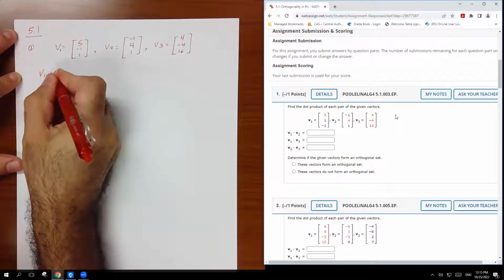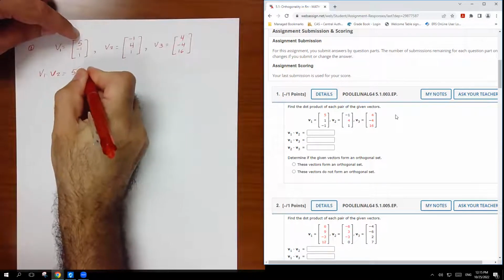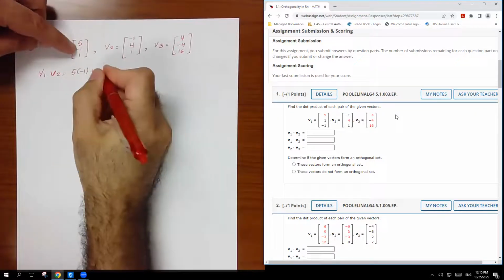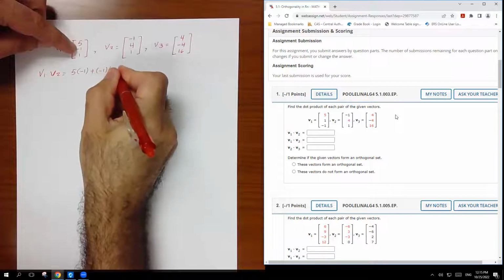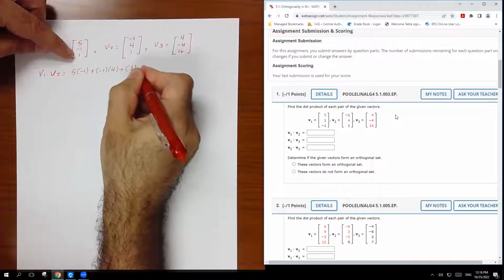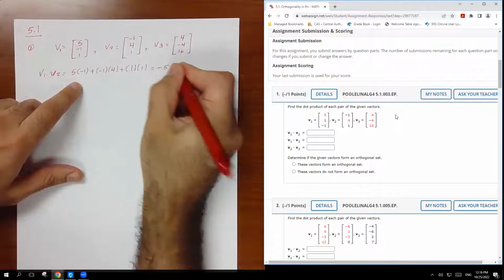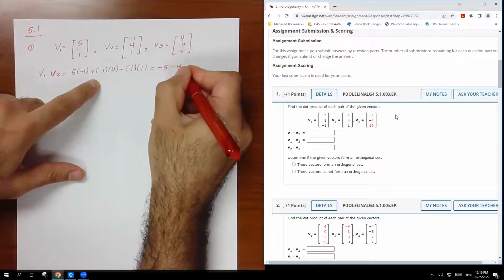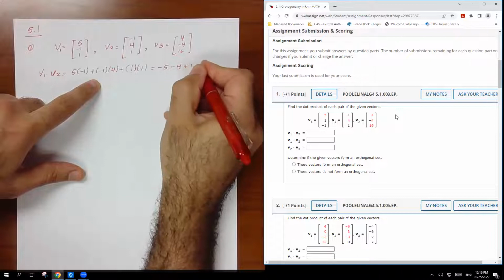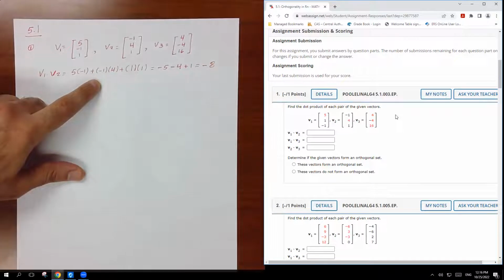The dot product between v1 and v2, be careful, it's a dot product. So it's going to be 5 times -1 plus -1 times 4 plus 1 times 1. And the result is going to be -5 minus 4 plus 1, which is -8.